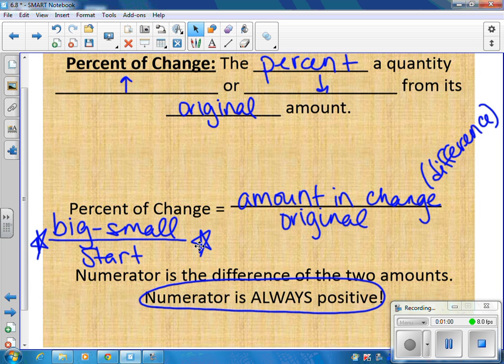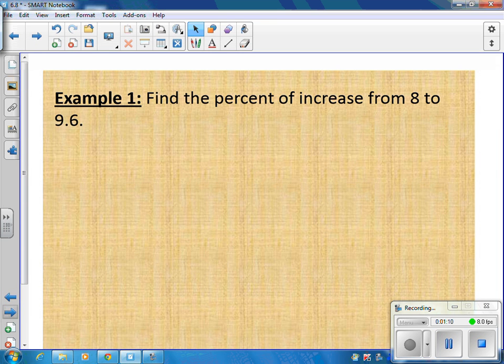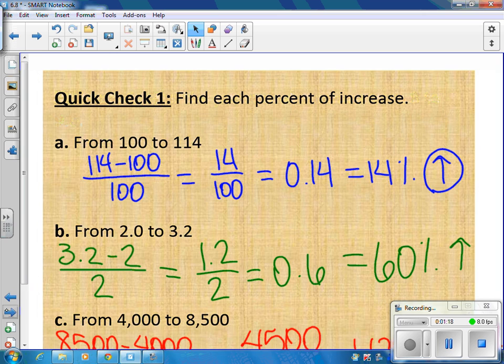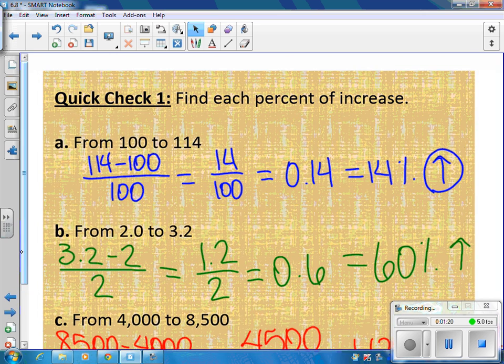And then in the denominator of my fraction, I'm going to put whatever I started with. My original amount, my start value, goes in the denominator. We are going to skip the examples. Those you should have already filled out as your homework. I will be checking those tomorrow. So we are going to go through these quick check problems together.